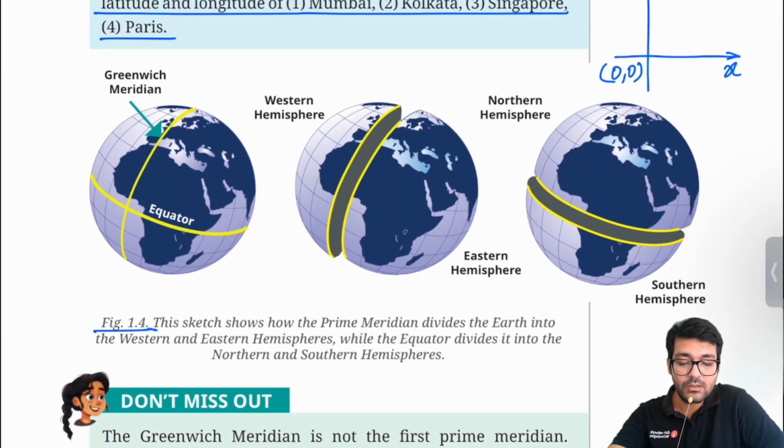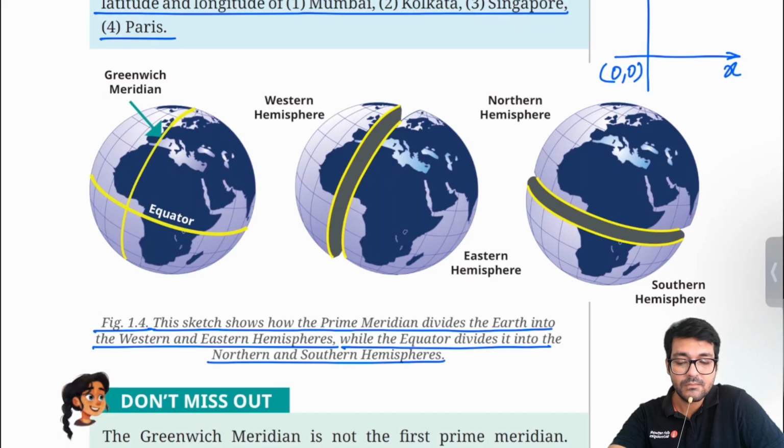Figure 1.4. This shows how the prime meridian divides the earth into the western and eastern hemispheres, while the equator divides it into the northern and southern hemispheres. You can see Greenwich meridian or prime meridian dividing the earth vertically into western hemisphere and eastern hemisphere. Similarly, equator, also known as 0 degree latitude, divides the earth horizontally into northern hemisphere and southern hemisphere.